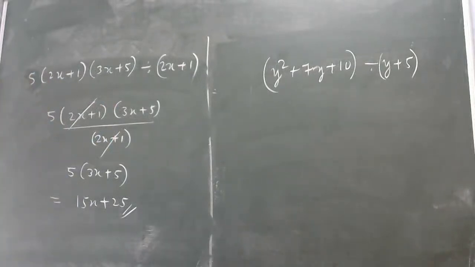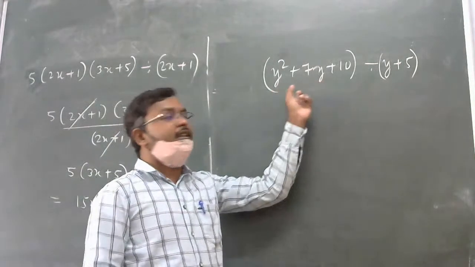y square plus 7y plus 10 divided by y plus 9. So denominator you see there, we are having y plus 5. So somehow you have to get y plus 5 on the numerator, then directly we can cancel that. So can we get y plus 5 on the numerator? Yes. To get y plus 5, what you have to do? You have to factorize this one.